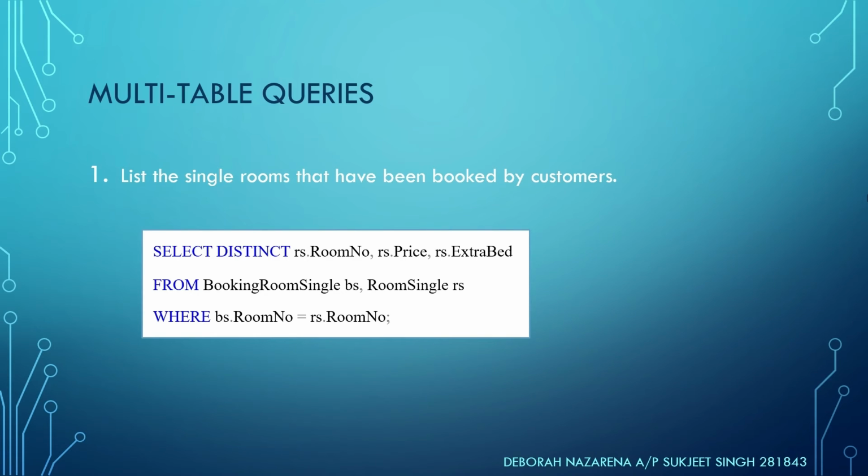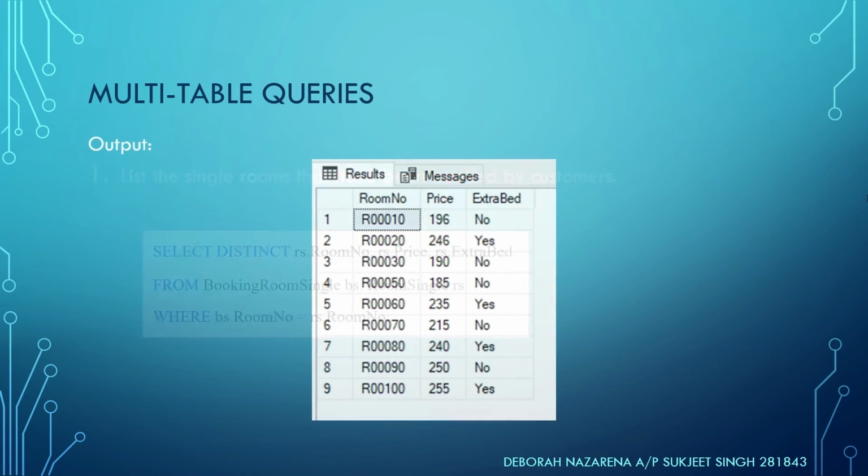So in this case, we select the details from the booking room single table as well as the room single table, and then we compare the room numbers between these tables. If we find matching details, we will list them out in the output. So if we take a look at the output, we can see that there are 9 matches between the two tables, meaning that this is the list of rooms that have been booked by customers for the single rooms, as well as the price and whether an extra bed is provided or not for each room. These details are listed out in this output.